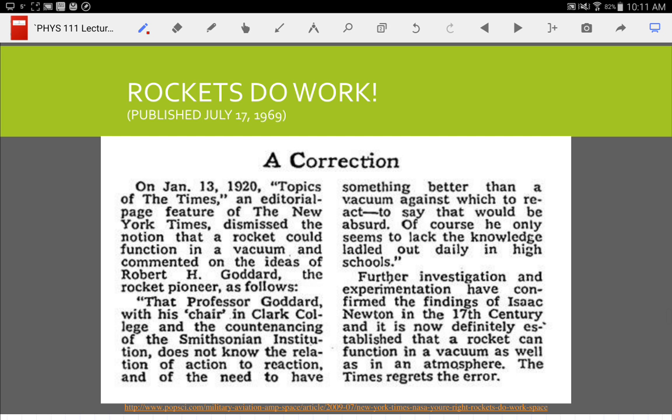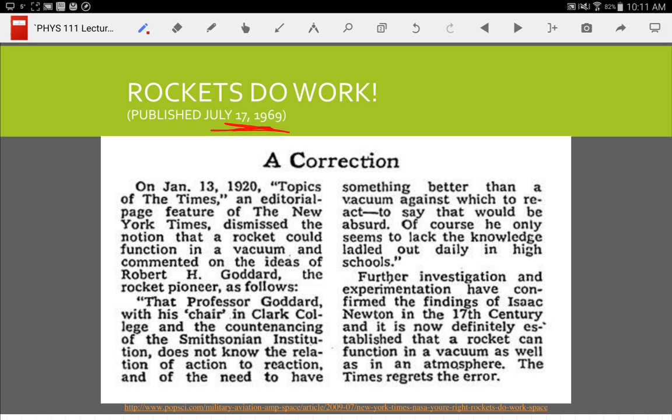Here's another one. This is an actual publication from July 17, 1969 in the New York Times. I will actually read this. I know you all can read. It's one of your skills. But I'll read it just so we all go through it.